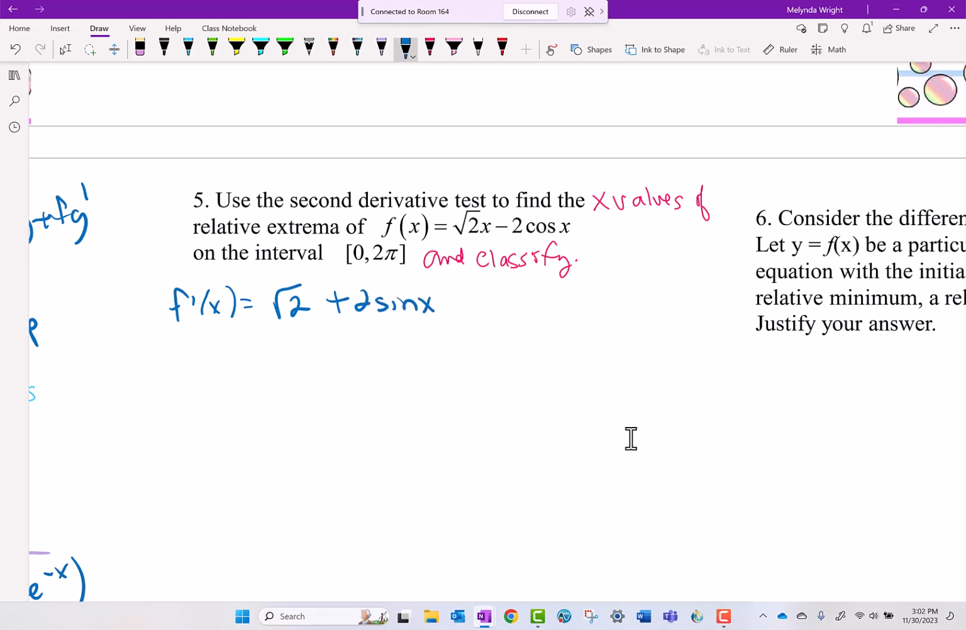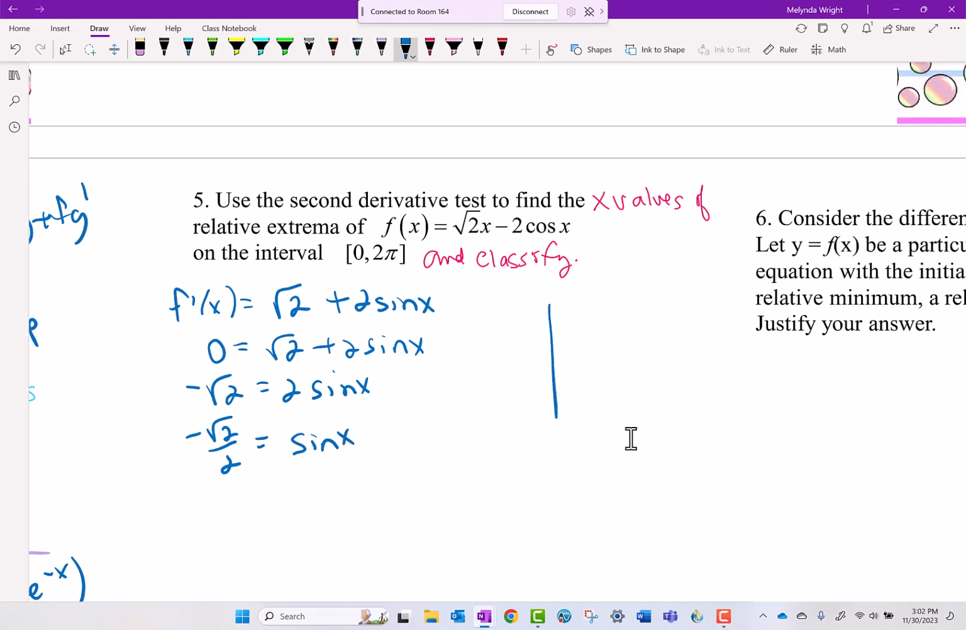And the second derivative test forces us to know where the first derivative is 0. So I'm going to go ahead and get that out of the way. 0 equals the square root of 2 plus 2 sine x. I know you're thinking, yay, we get to do some trig. That's what I'm thinking. So negative square root of 2, I'm solving. I want to divide by 2, so I get negative square root of 2 over 2 equals sine of x.